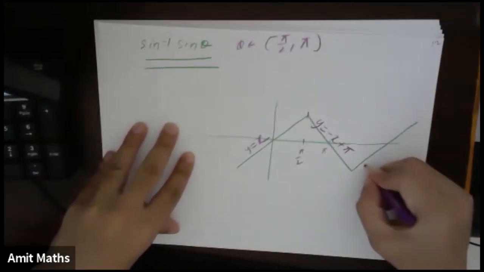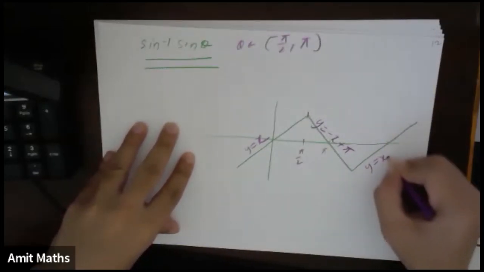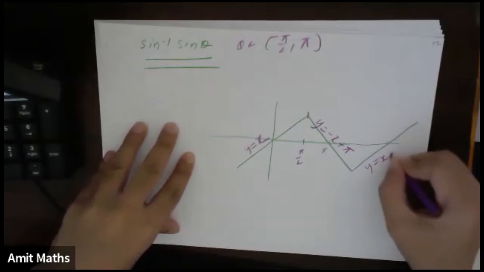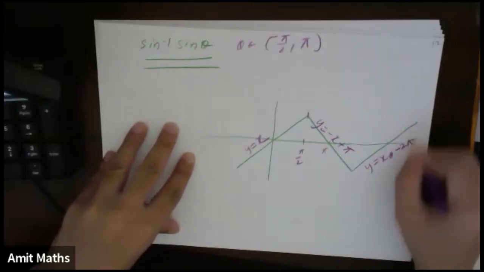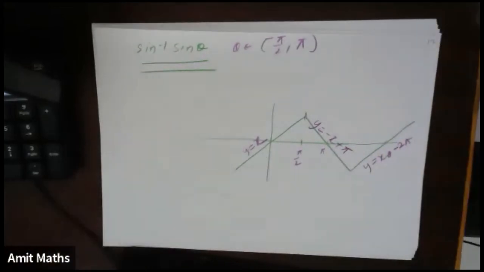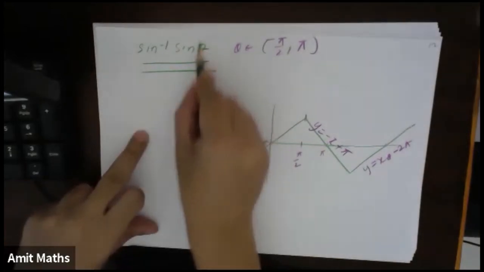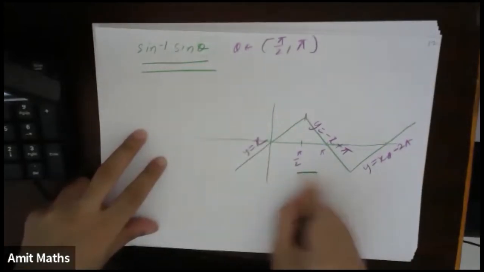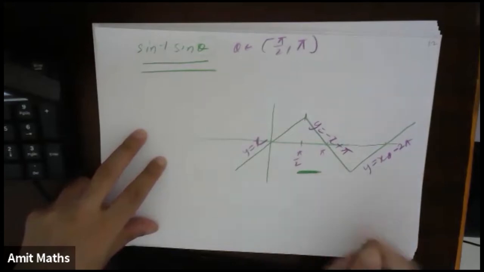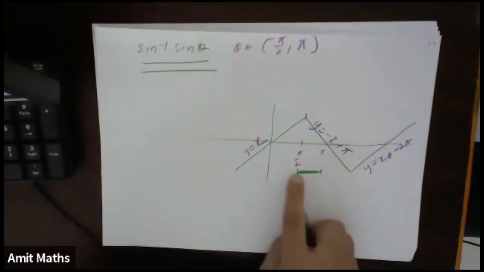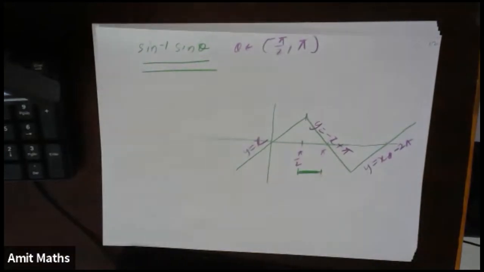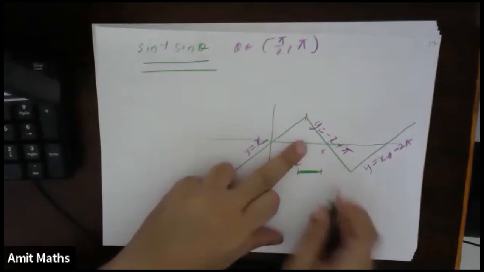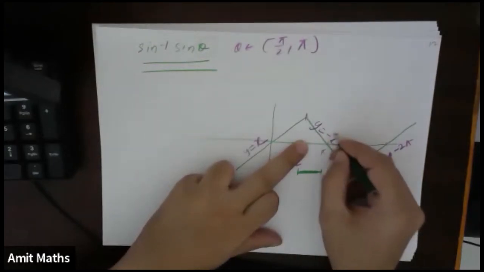This line was y is equal to x plus, sorry, y is equal to x minus 2 pi, because this is pi, this will become 2 pi, and so on, right? Now see, this theta lies in which part? This theta lies from here till here, right? So I will simply substitute the value of x as theta.